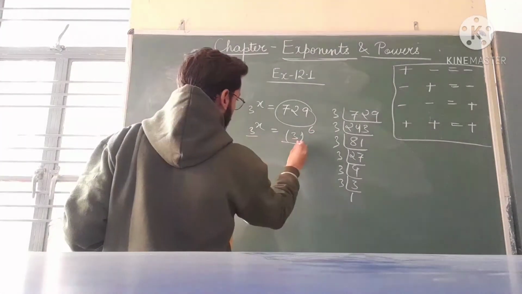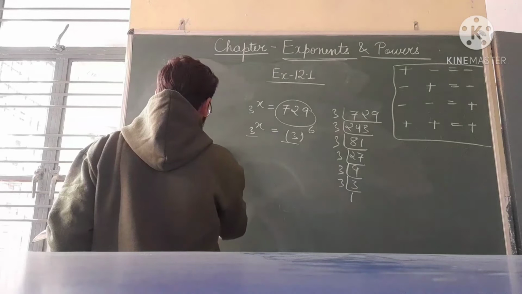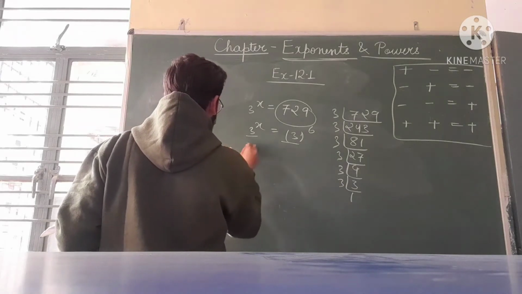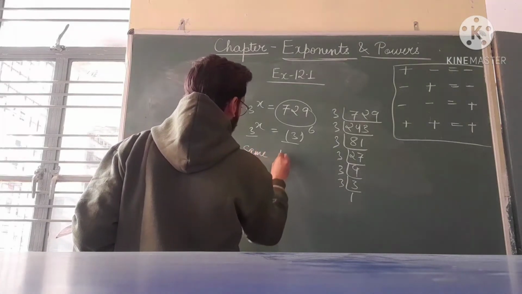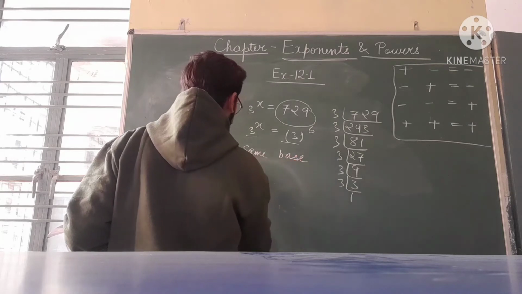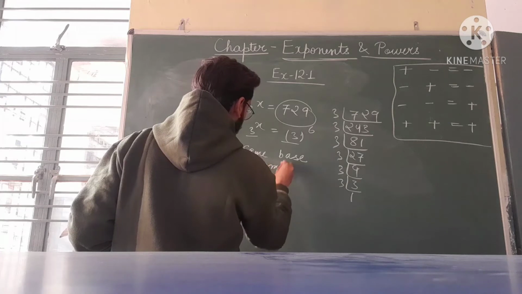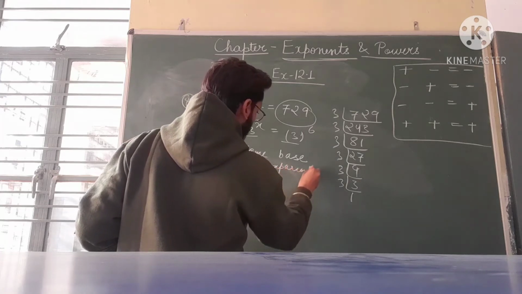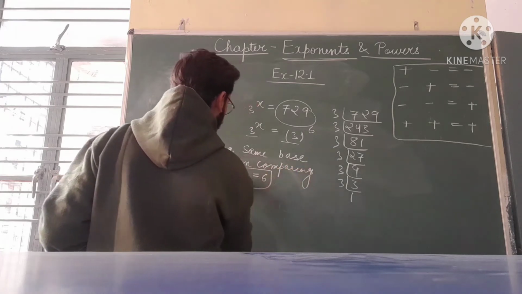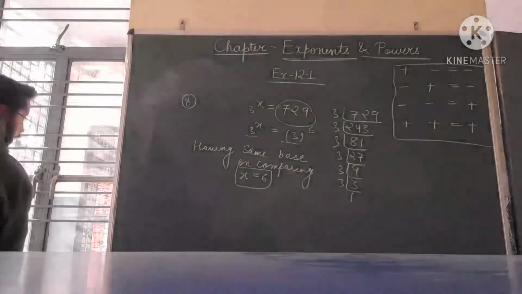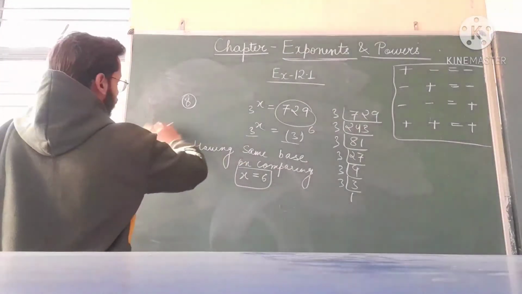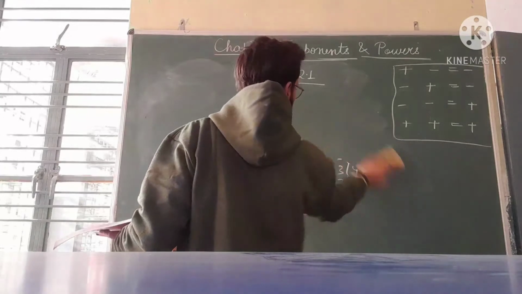Now we have seen that the power is the same, so we get the same base. Therefore, on comparing, we get x is equal to 6. Simple. By this, we can do the question. This is question number 8, the A part. We can now easily understand this.